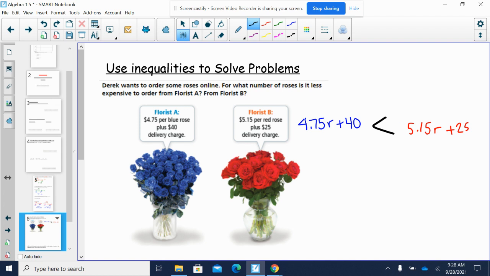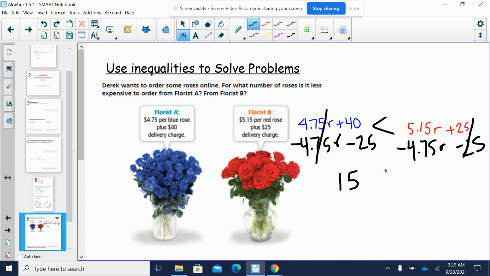All right, so we want to have our variables on one side. So I'm going to take away 4.75R from this side. I'm going to take away 4.75R from this side. Okay, and I want to actually move my constants to the left, so I'm going to take away 25 from this side and take away 25 from this side. And when I do the math, 40 minus 25, I believe, is 15.